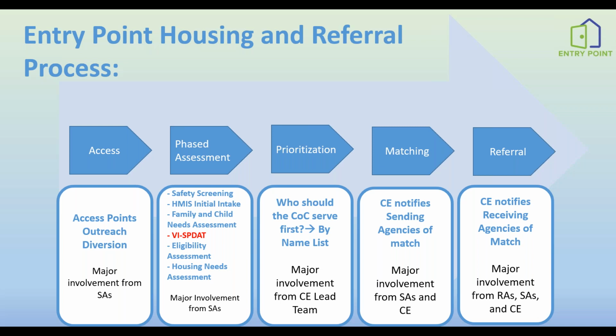So on your screen, you see a slide that plots out all the steps of the entry point housing and referral process. In other modules, we talk about how people get access to our program and how we prioritize people, match and refer them for housing. In this module, we're going to dig a little bit deeper into the assessment stage of the housing and referral process, and particularly we're going to look at the VI SPDATs.